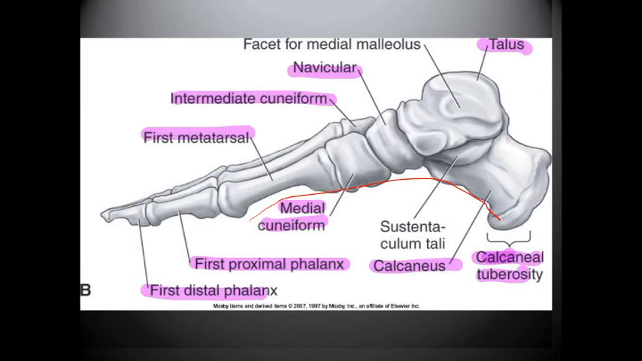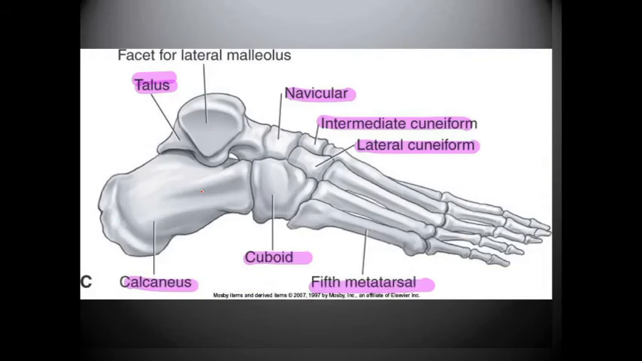If we're looking at it from a lateral view, we're seeing the middle cuneiform, intermediate cuneiform, navicular, talus, calcaneus, first, second, third metatarsals, proximal and distal phalanges, and that's pretty much all that we can see from this image.